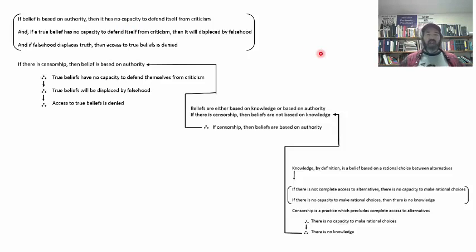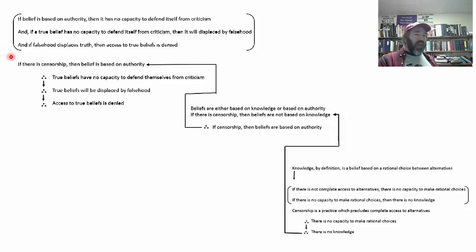So he sets up first, if a belief is based on authority, then it has no ability to defend itself because you don't know the underlying arguments that make defending it possible, right? Because that comes from knowledge. So he establishes that premise. And he says, listen, if a true belief, even if it's true, but it's not really knowledge because you don't have the arguments, is unable to defend itself from criticism, then it's going to be displaced by falsehood. And if falsehood displaces truth, okay, then access to truth is denied.